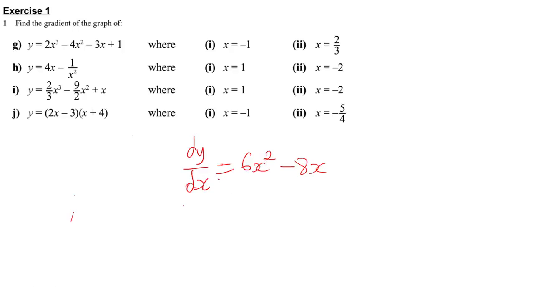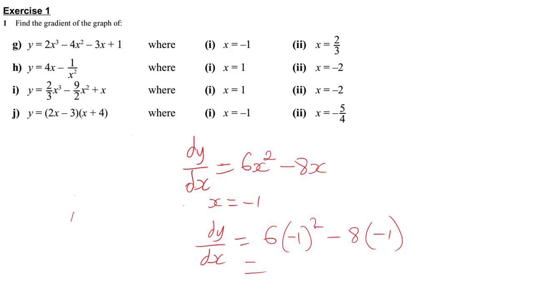Right, so when x is equal to negative 1, then dy dx now can have an exact value. So I have 6 times negative 1 squared. Okay, this bracket means you times it. Then we minus 8 times negative 1. So where x is, all you need to do is to put negative 1. Right, so doing the indices first, don't do 6 times negative 1 before squaring. You've got to do the indices first.